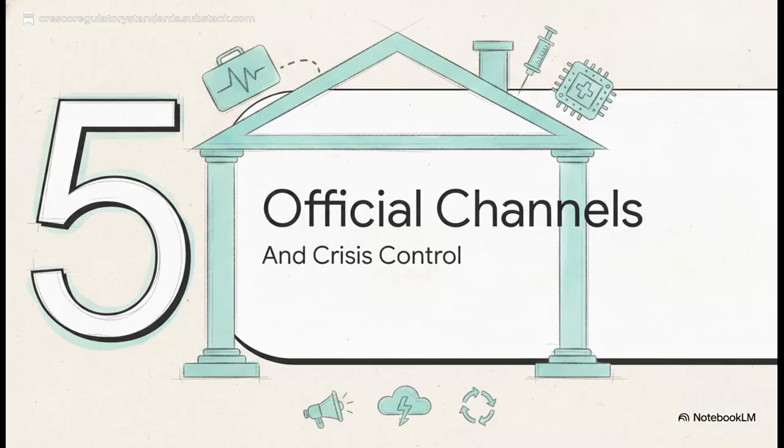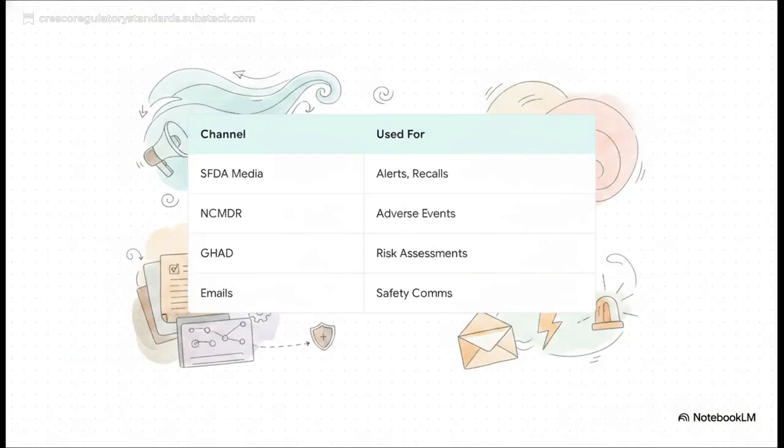And that leads us to our final section, Part 5, Official Channels and Crisis Control. Annex 2 of the guidance maps out exactly where all this communication lives and who uses what. The SFDA Media Center is the main public hub for education, alerts, and recalls. The NCMDR platform, that's the critical database for reporting adverse events and managing those corrective actions we talked about. The GHAD platform is where manufacturers submit their heavy regulatory files like risk assessments, and official emails serve as the direct, secure line for urgent safety communications sent straight to specific contact officers at healthcare facilities.